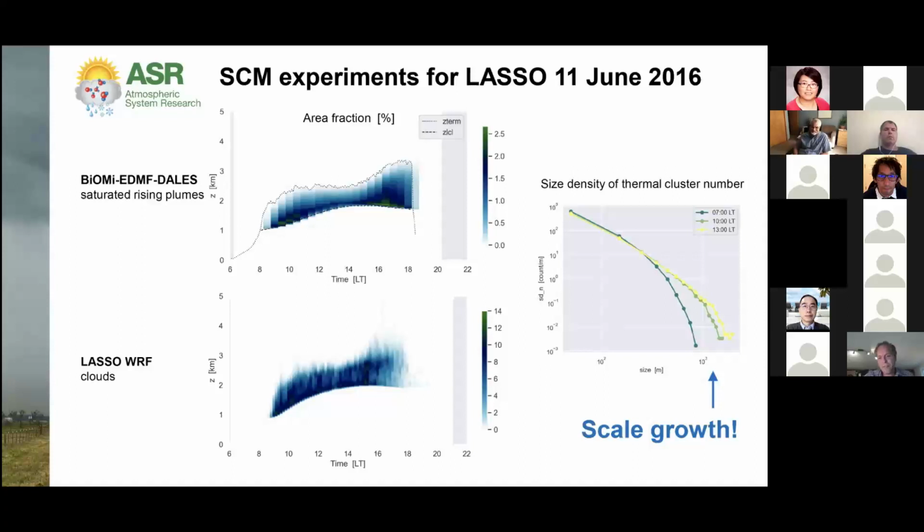So what is going on in the microgrid? That's the plot on the right. It's showing the size distribution of clusters that you get. And if you compare these three lines, one is early in the morning, the other one is later, and then one even later, you can see that there's a clear scale growth of the cluster size. So that's interesting. So we're capturing some spatial awareness. Next slide, please.